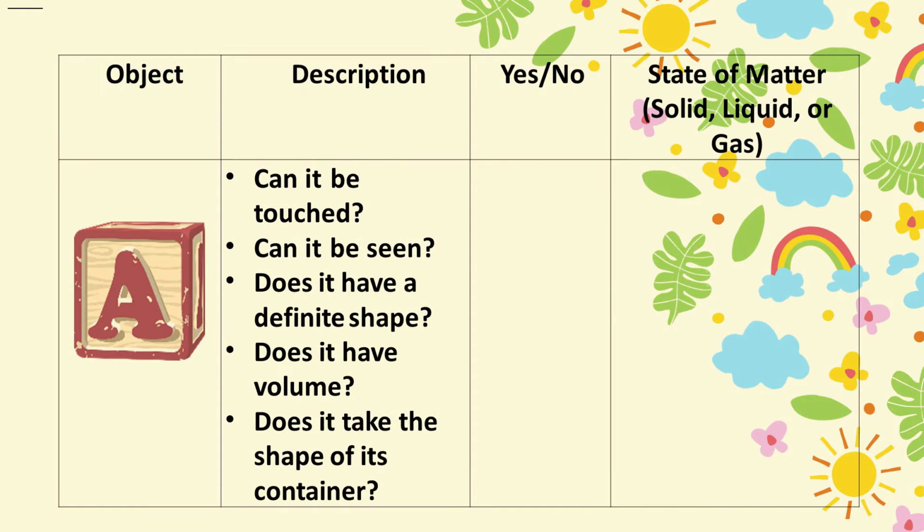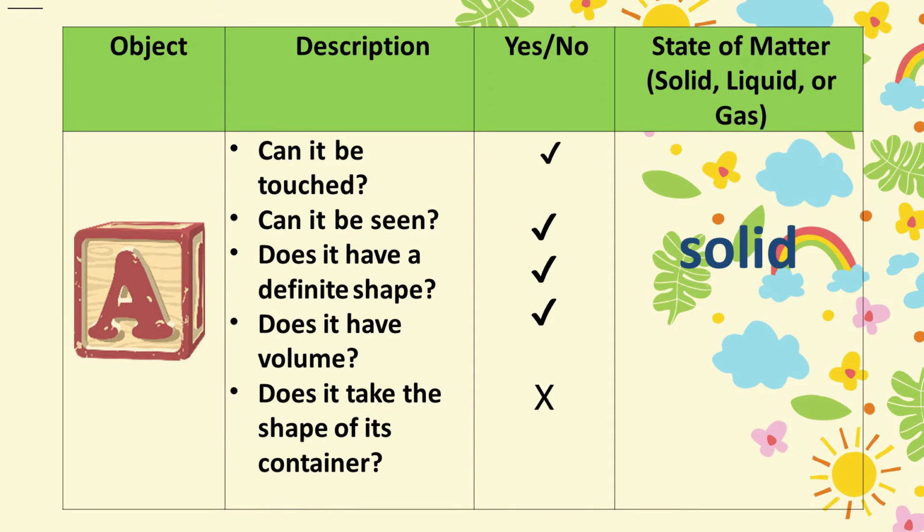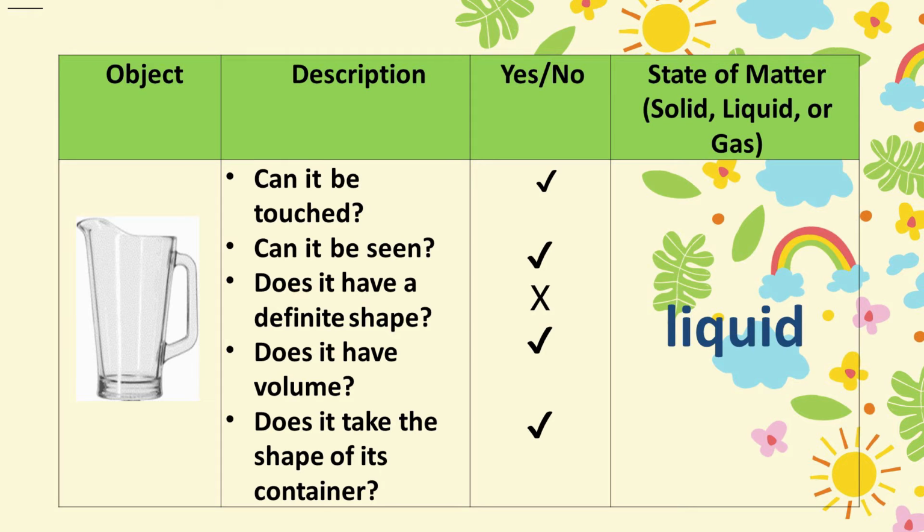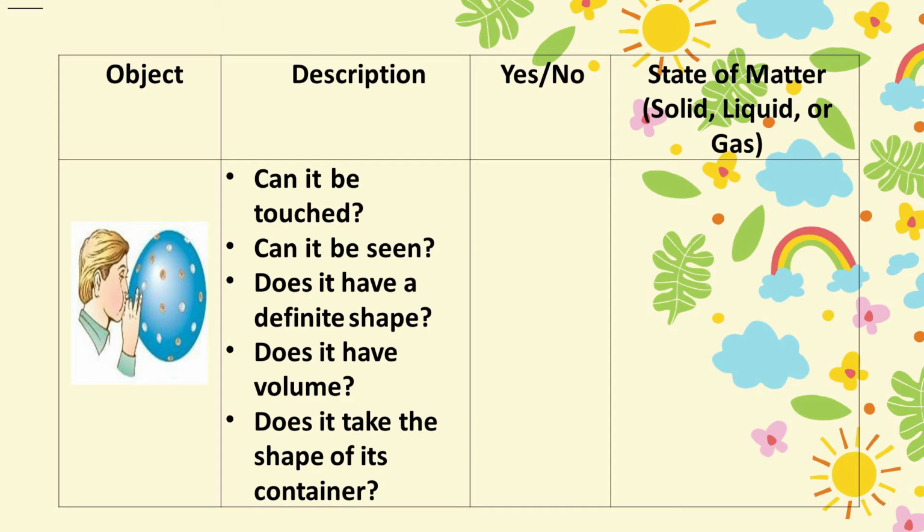Number 2. Blocks. Number 3, a liter of water in a pitcher. Number 4, the air inside the balloon.